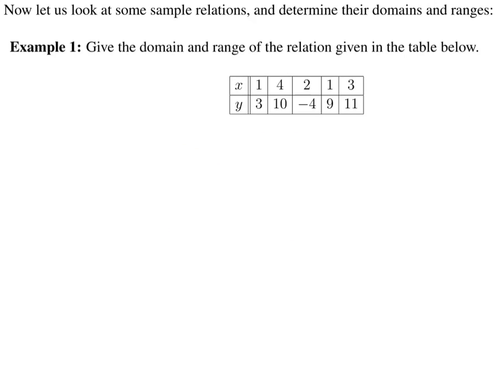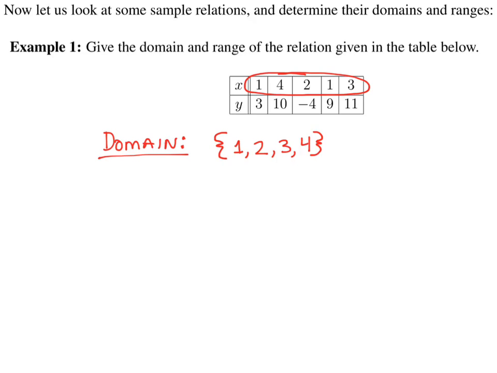Here's the first example. We've got a little XY chart, and you're meant to give the domain and range of the relation. Now, the domain is the set of x values, so it's those numbers, 1, 4, 2, 1, 3. But, a couple things. First of all, it's a set, so it's inside curly braces. That's what those are intended to be. You can find those on your keyboard if you're interested. And then I wrote the numbers in order. I wrote 1, 2, 3, 4.